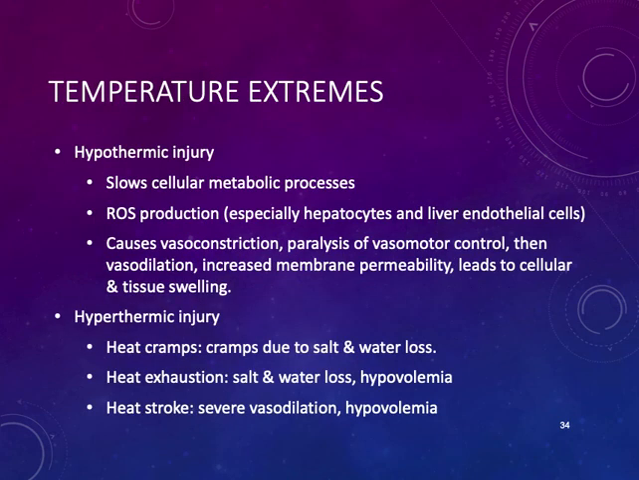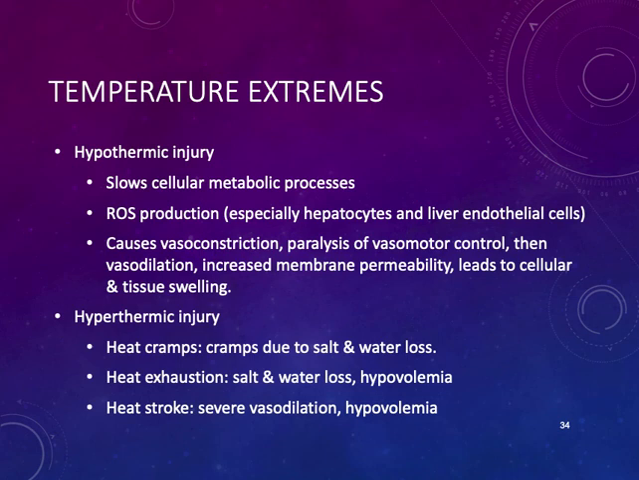Temperature extremes, hyperthermia, hypothermia. Hypothermia can slow down metabolic processes at the cellular level. It can produce those reactive oxygen species. It goes back from a vasoconstriction to a vasodilatation, so there can be instability of vasomotor control there. But basically they end up with increased membrane permeability. They can have cellular and tissue swelling with that.